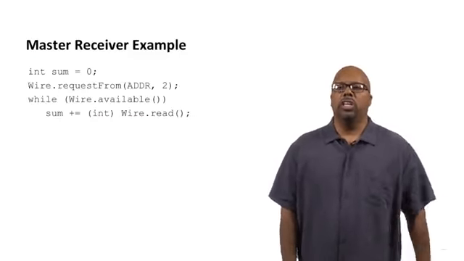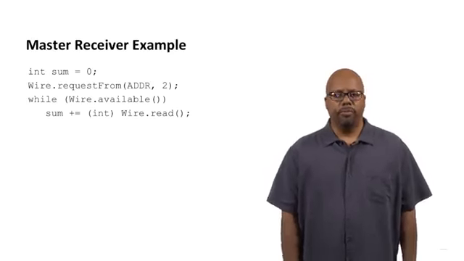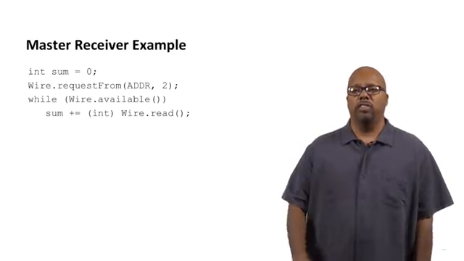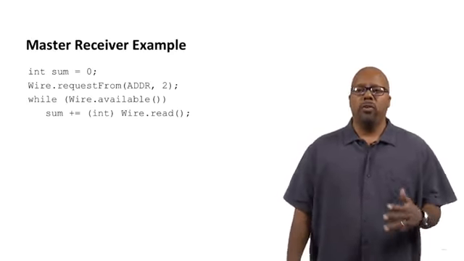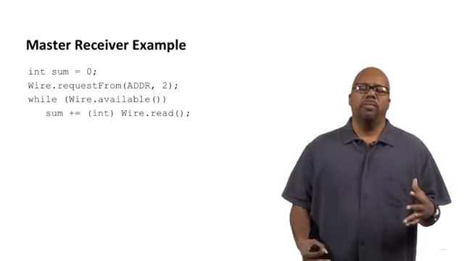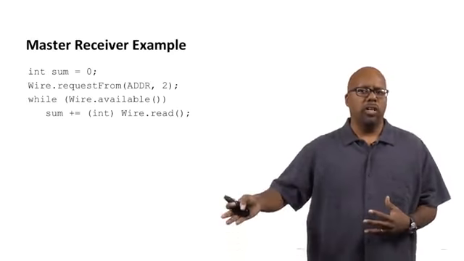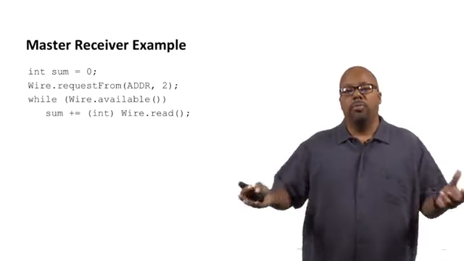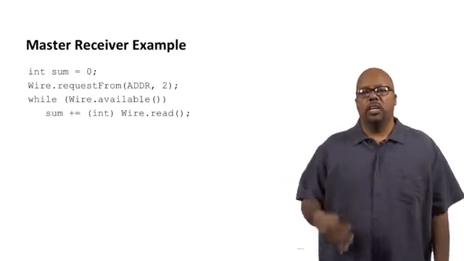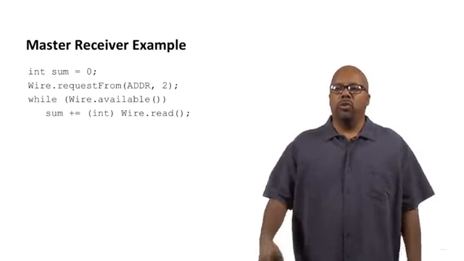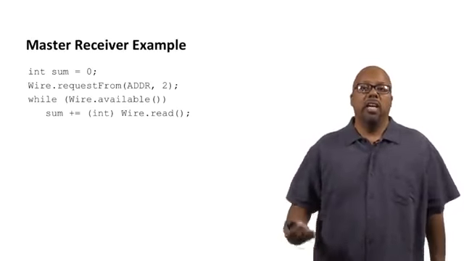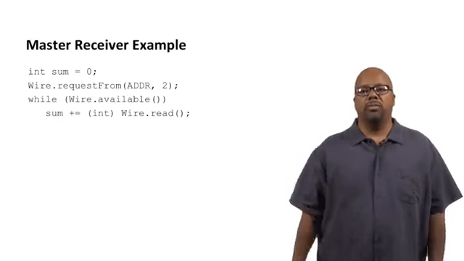So these are the functions that we're going to use, and let's just show a little example of some code on the master side where the master is acting as a receiver. In this case, all I want the master to do is request 2 bytes from a slave and add those 2 bytes together and compute a sum. So we start off int sum equals 0, Wire.requestFrom the address, whatever the address of the slave is, comma 2. I'm requesting 2 bytes because I want to get these 2 bytes and add them.